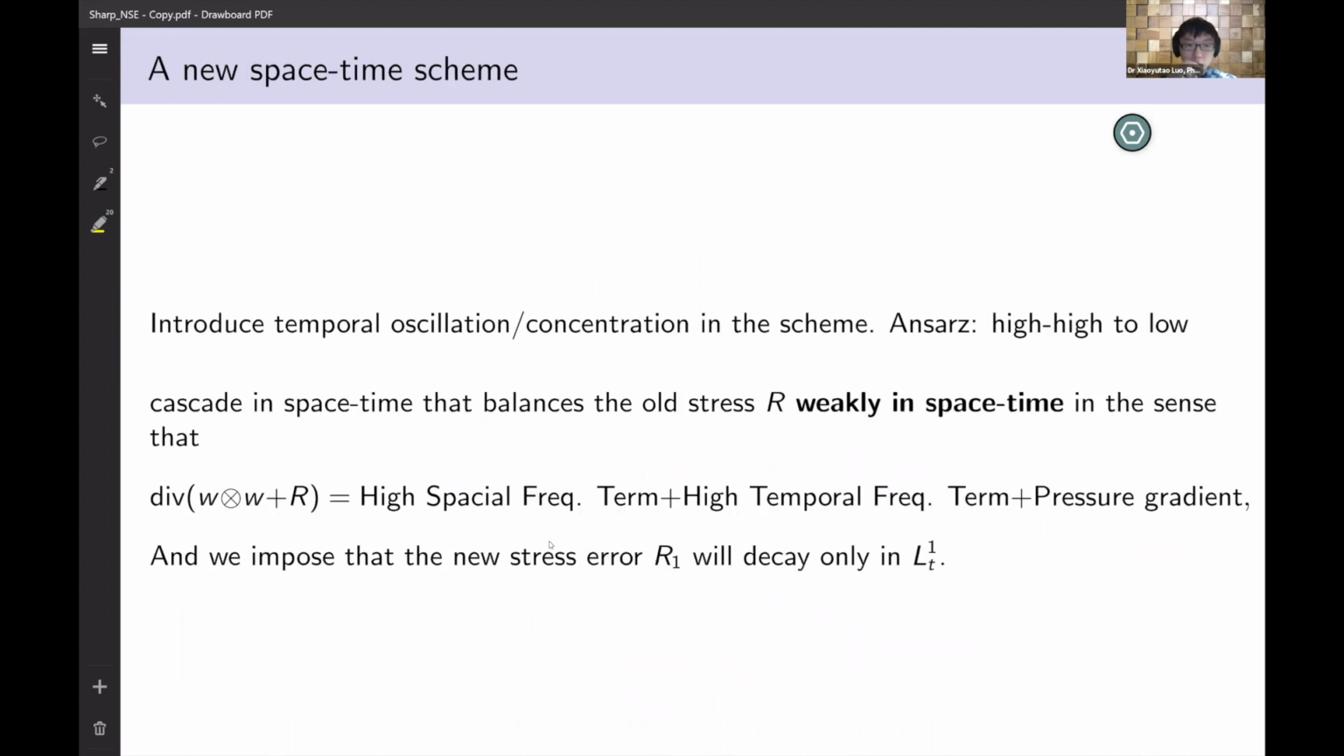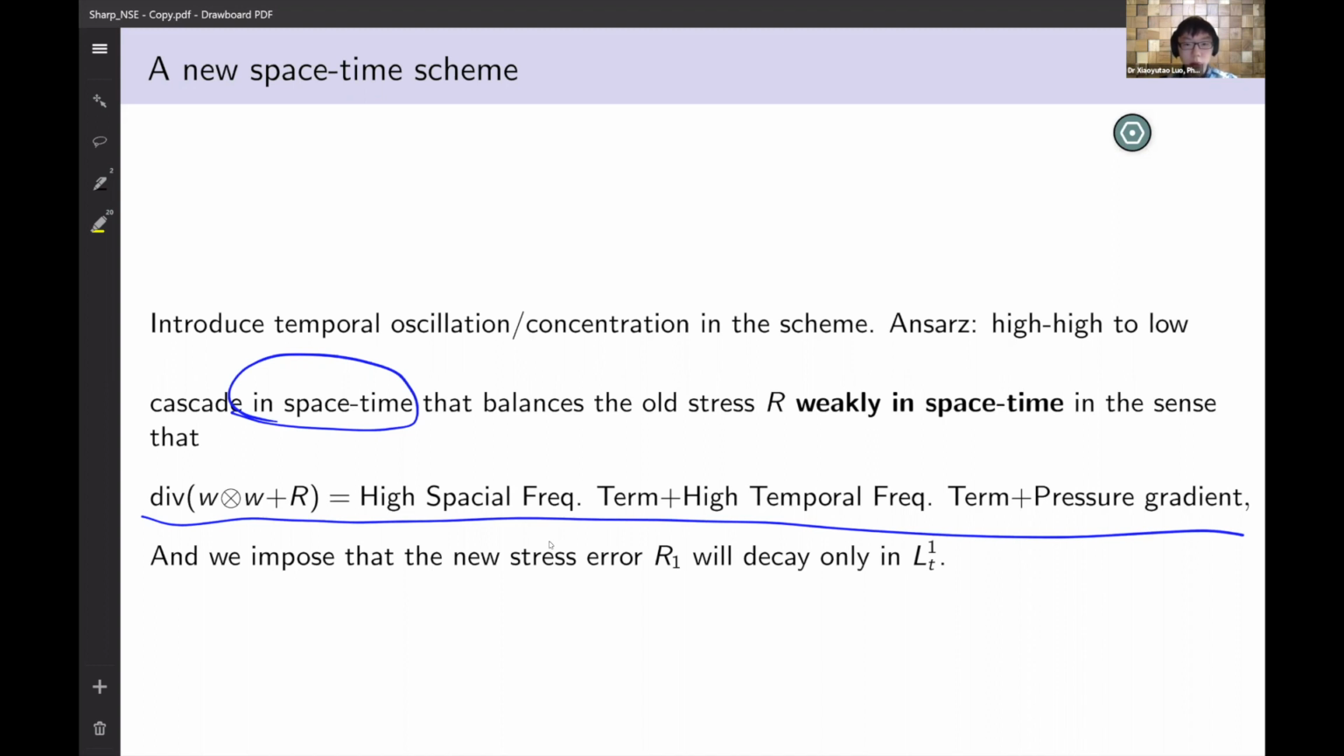So the new ansatz is to use the high to low cascade in space time, so that the old stress is only canceled weakly in space time. So instead of pointwise in time, we are doing this weakly in space time. So we consider this type of ansatz. If you look at the nonlinear term, somehow you manage to use all the cancellation, and then you have one group of terms which is of high spatial frequency, and then you have another group of terms which is of high temporal frequency, and then some pressure gradient, and that's the main idea for this space-time scheme.